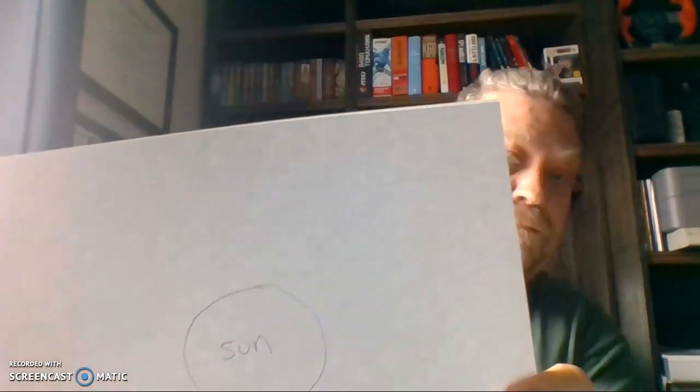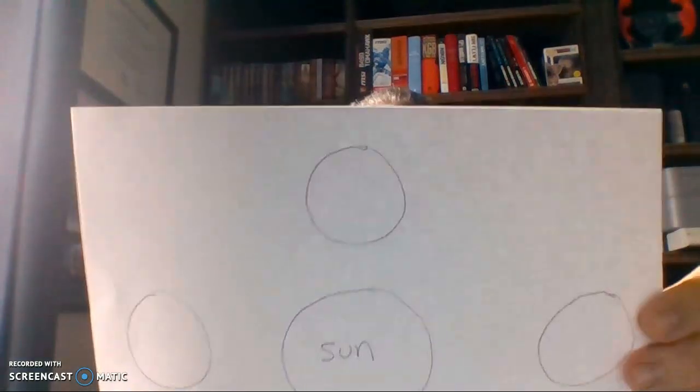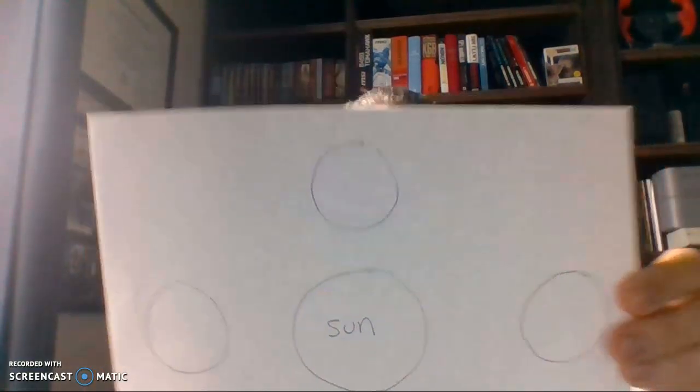So the first thing I'm going to do is put in my sun, right there, okay? Then I'm going to draw 4 Earths, because remember, we're after the 4 different seasons. Okay? So each one of these is going to represent the Earth.